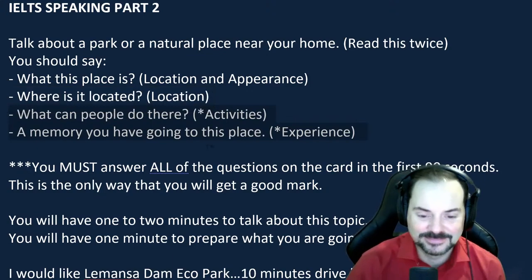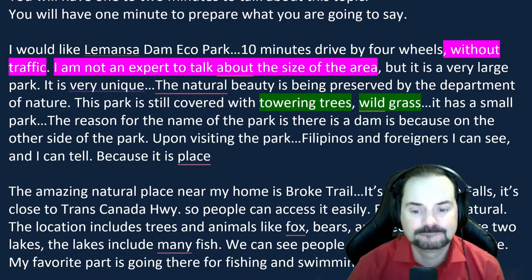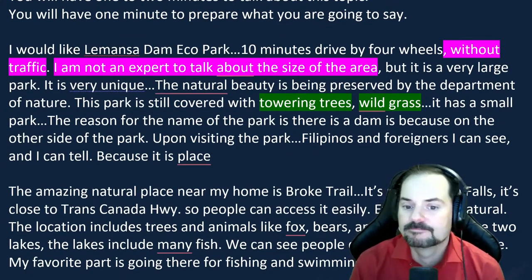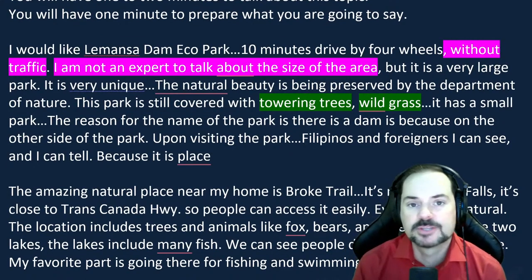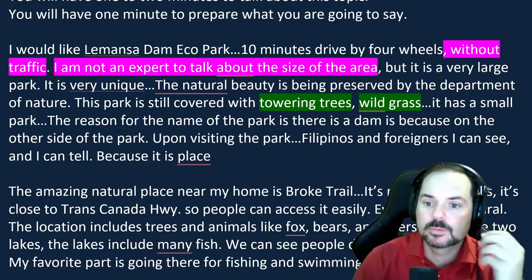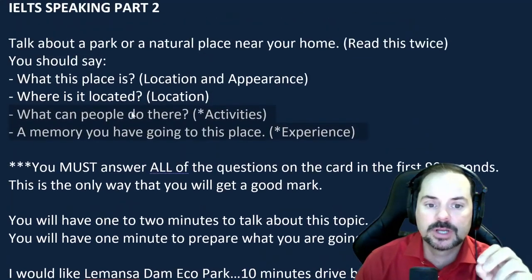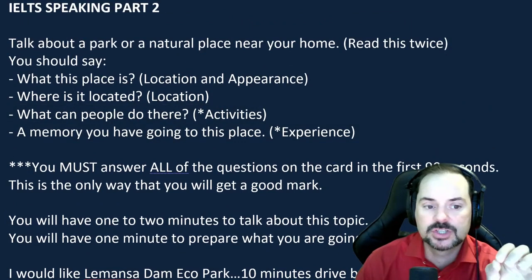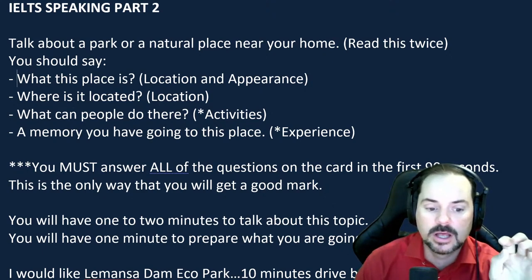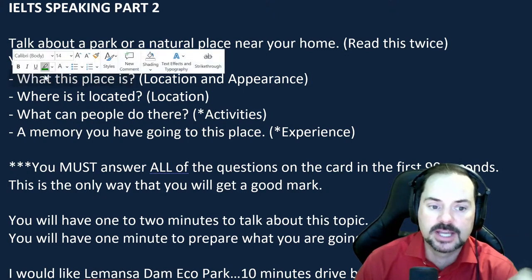So the main problem is the TMI, not because I speak slow, or did I speak slow? No, it's not the speed. It's the TMI. You have to be direct. So what some IELTS trainers tell students, Zarina, is just, because of this situation, they just say, just answer the questions. Like they say, okay, the place that I go to is Lemanza Dam Eco Park. And then it's like, check, I just answered this question.